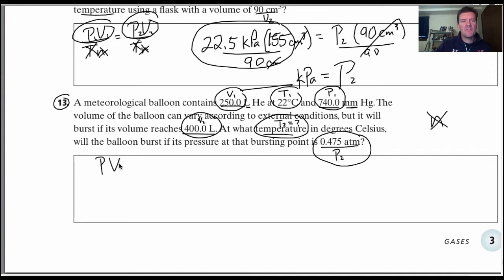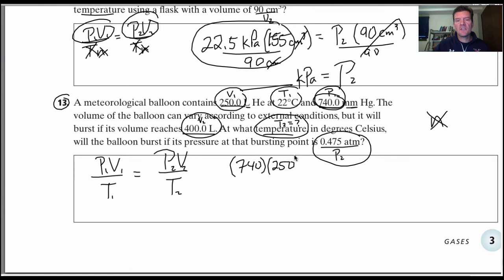So P V over T is what we're doing, for 1 and 2. And all you do is you plug in the values that you know, solve for the one that you don't know, which is this T2. So I'm just going to talk you through it, and you can do this calculation. You're going to put in 740 for the pressure. You're going to put in 250 for your volume, and you're going to put in 22 plus 273 for your temperature. Remember, you got to change it to Kelvin. That has to equal pressure.